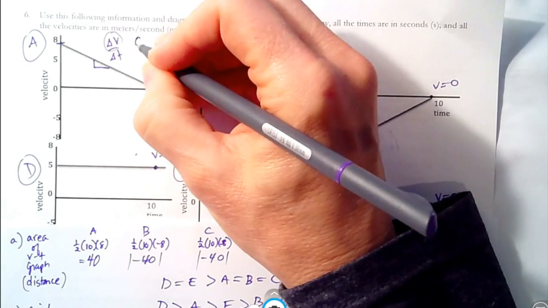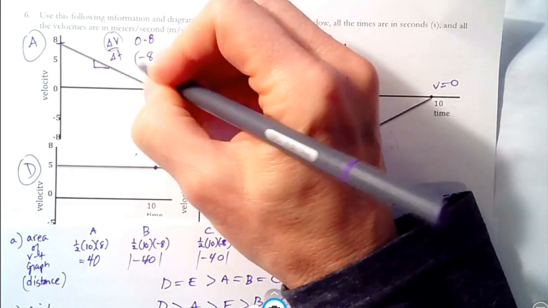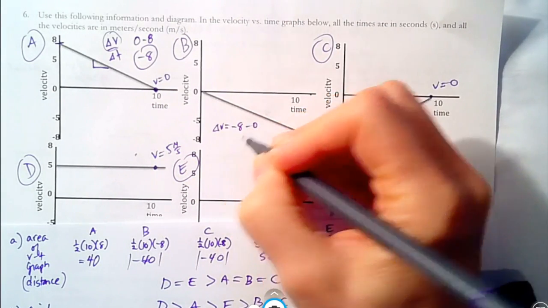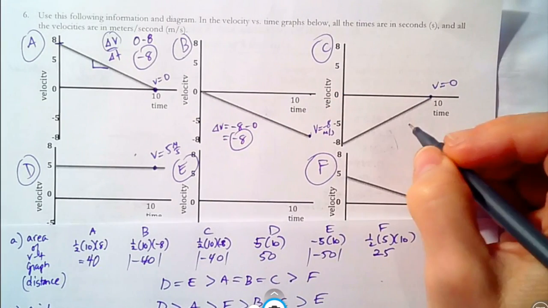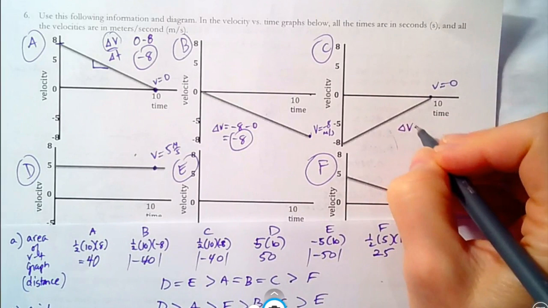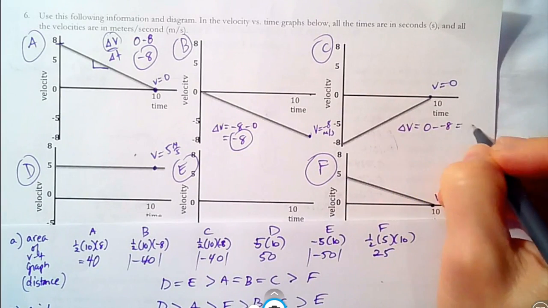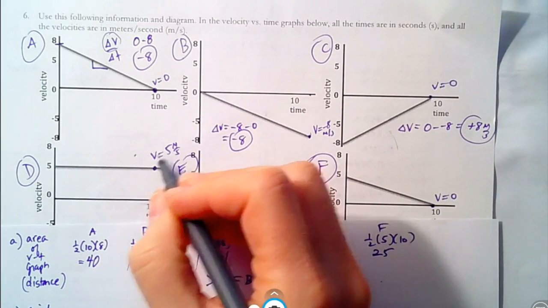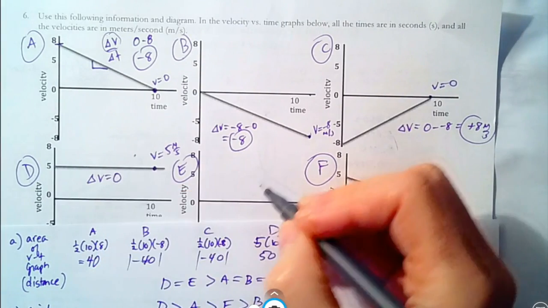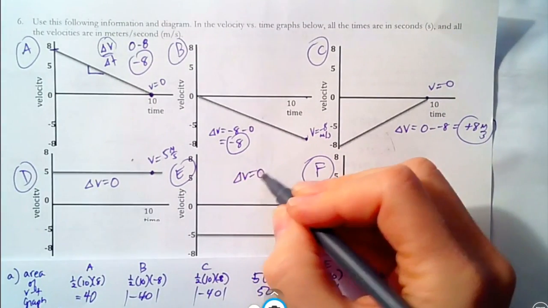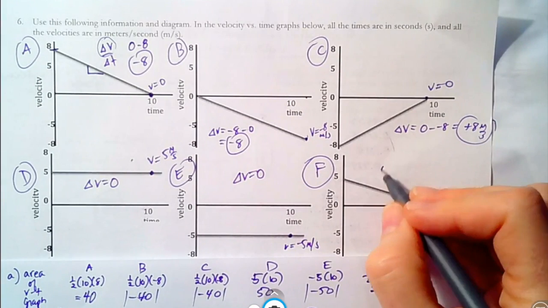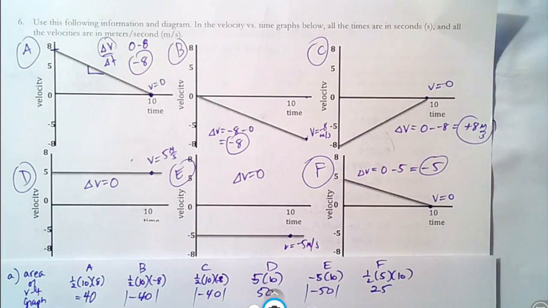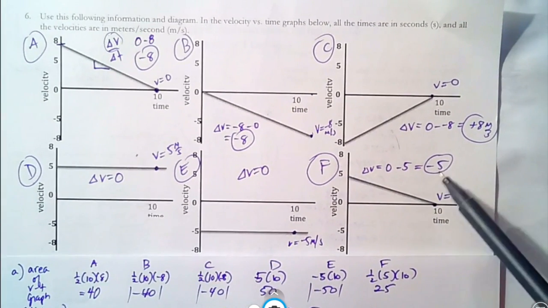So it's 0 minus 8, which is -8. This one is going to be -8 minus 0, which is again -8. This is going to be 0 minus -8, which is +8. This one's just going to be change in velocity is 0. This one, change in velocity is 0. This one is 0 minus 5, which is -5. So now when I want to rank these, I can look at those values that I just generated.